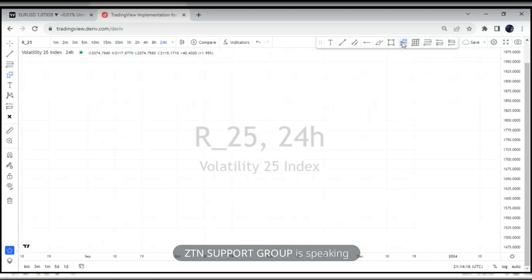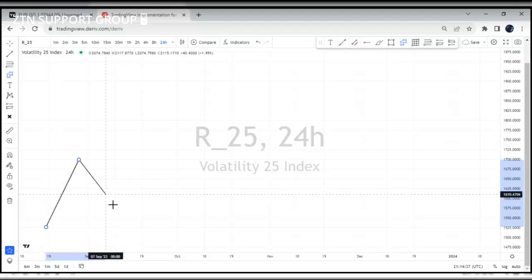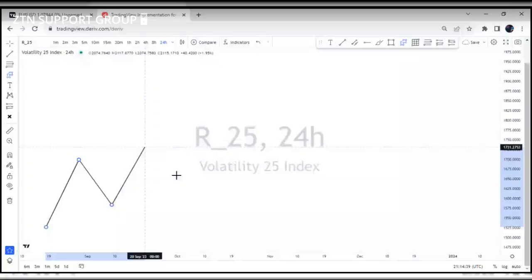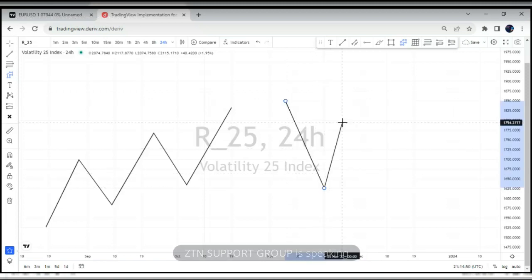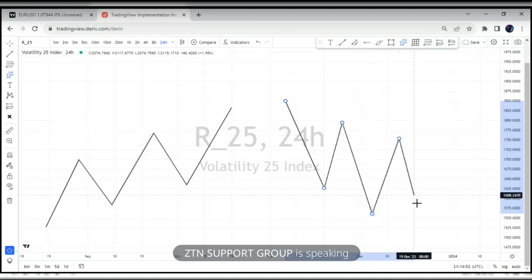Now, we have a bullish structure, a bearish structure, and a consolidating structure. But many times, in a consolidating structure, you can also have both a bullish and a bearish structure. In a bullish structure, we want to see a series of higher highs and higher lows. And in a bearish structure, we want to see a series of lower highs and lower lows.